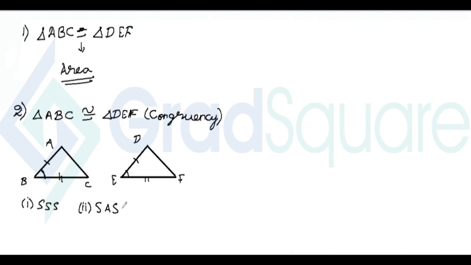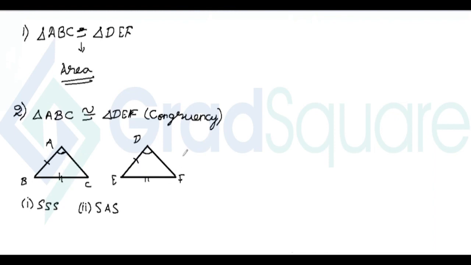So what do I mean by this is that, say, instead of proving angle B and angle E to be equal, if I had proven that angle A and angle D are equal, then this is no longer a sufficient condition to say that these two triangles will be congruent. Why? Because now it is SSA or ASS congruency, which is not a sufficient condition to prove congruency.